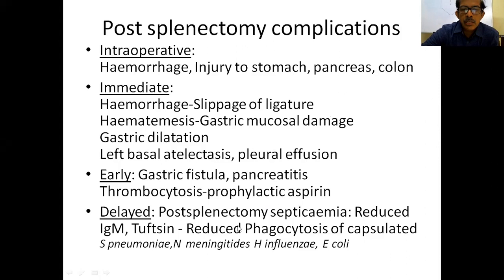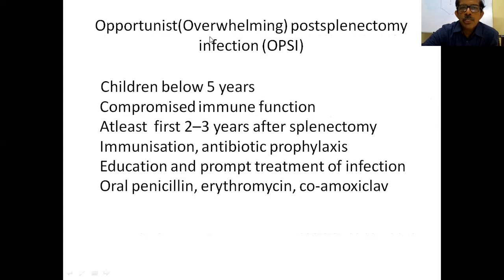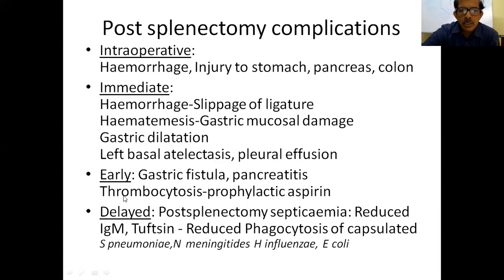This is a 2-mark question for you, called OPSI, that is opportunistic or overwhelming post-splenectomy infection. This is very common. That is because of reduced IgM, tuftsin, and reduced phagocytosis of capsulated organisms, that is Streptococcus pneumoniae, Neisseria meningitidis, Haemophilus influenzae and E. coli. So the patient will have reduced phagocytosis, so these infections may prevail. I'm sorry, I said staph, it is streptococcus.